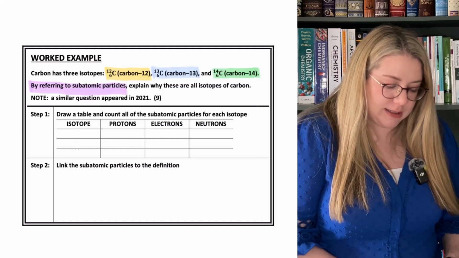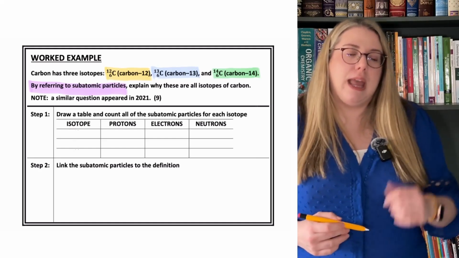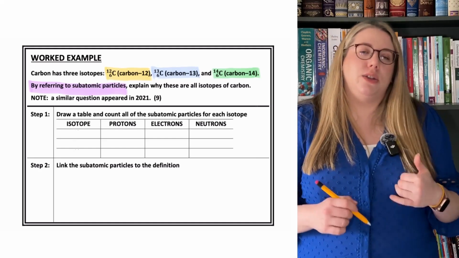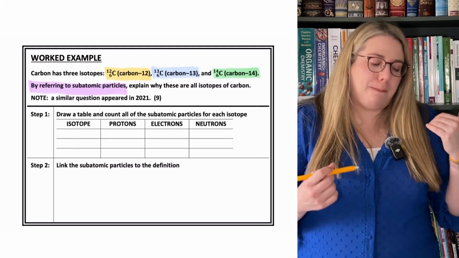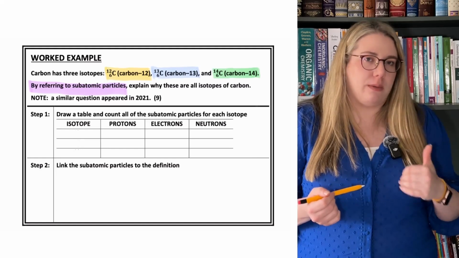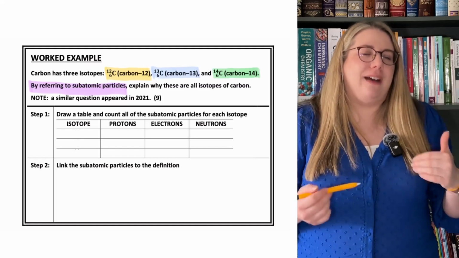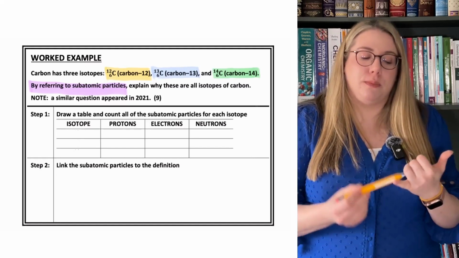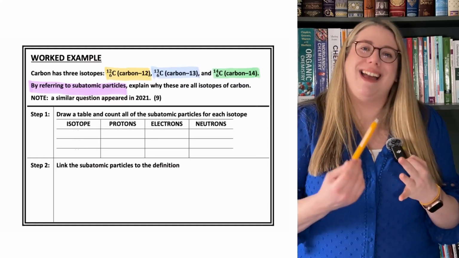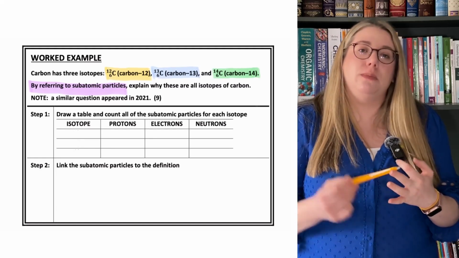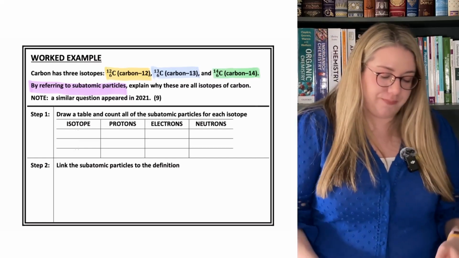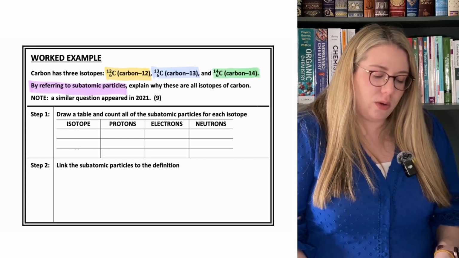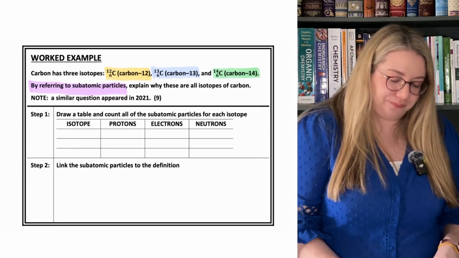By referring to subatomic particles. That means in your answer, you need to count the subatomic particles for each isotope, but it doesn't mention which subatomic particles. You have to count all of them. So the protons, the electrons, and the neutrons. The one that everybody forgot was the electrons, and they didn't get any marks if they didn't talk about the electrons. Explain why these are all isotopes of carbon.